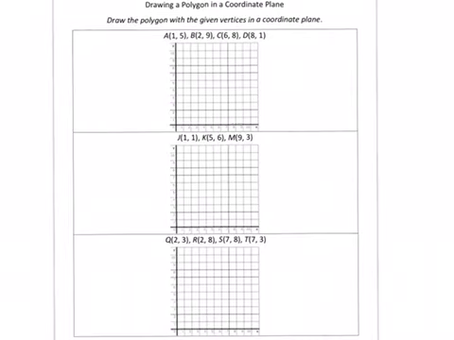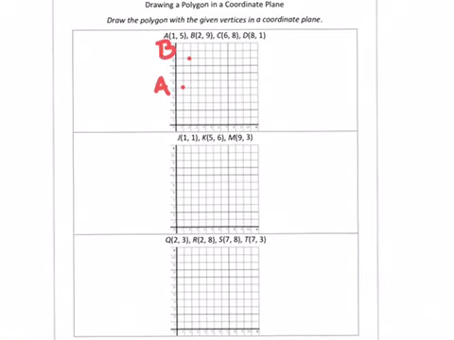This skill that we're going to review is just about drawing a polygon on a coordinate plane. Basically, all you need to do is label your points and connect the dots. We're going to do the first one together, and then you'll try the others on your own. So A is 1, 5. So you go to the right 1 and up 5. I'm going to label that as A. B is 2, 9. I go over 2 and up 9, again labeling that point.